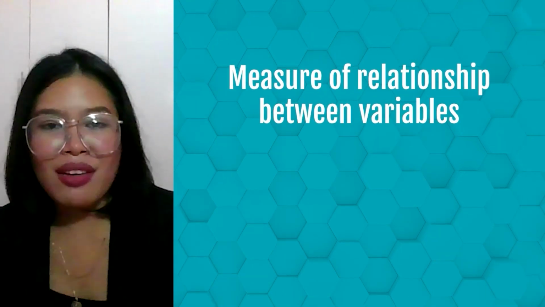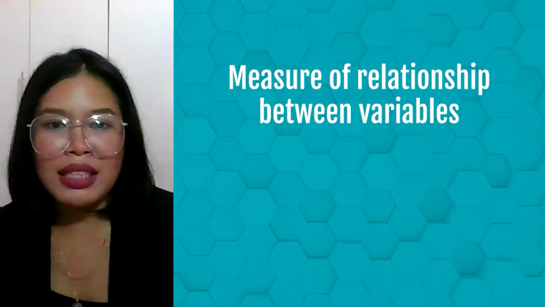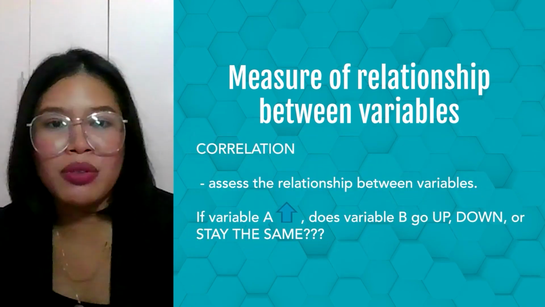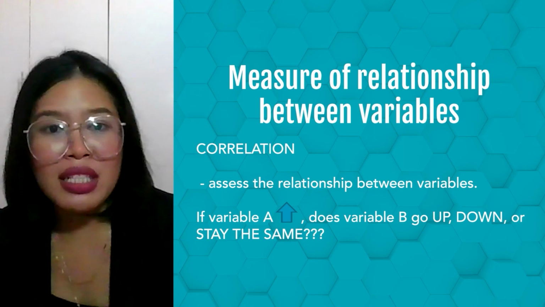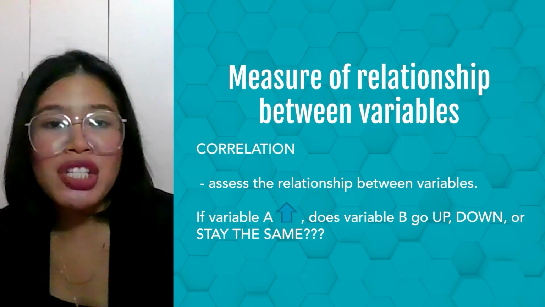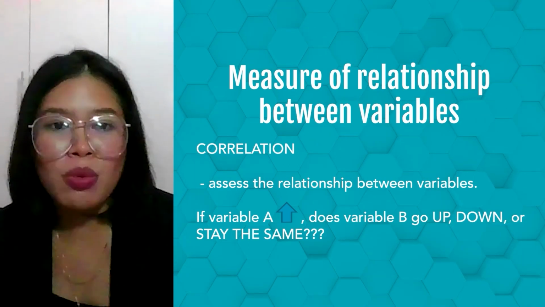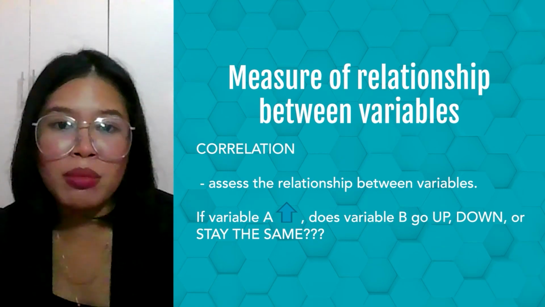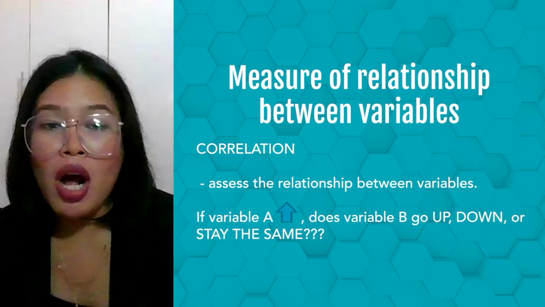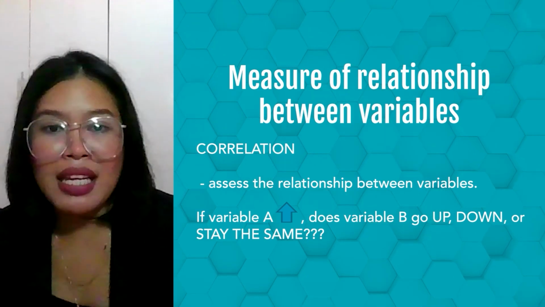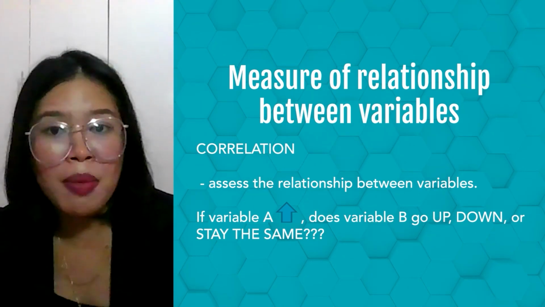Another use or benefit of quantitative analysis is that it highlights the potential relationship between the variables. One of the measures is correlation. Correlation is particularly helpful if you want to know how a variable moves when one changes. Will variable B go up, down, or stay the same if variable A goes up?